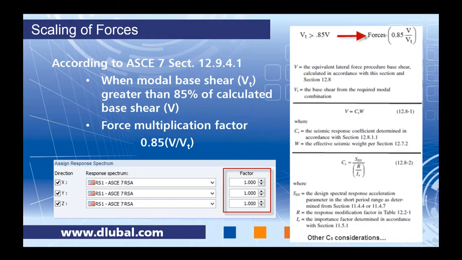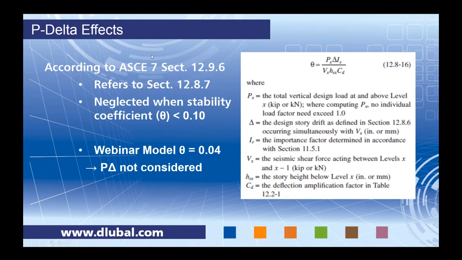And then the last consideration is P-delta effects. ASCE 7 in section 12.9 refers to section 12.8, which is in the equivalent lateral force procedure, says that we can neglect P-delta when our stability coefficient is less than 0.1. The stability coefficient is just this equation here directly from the code. We can get most of this information from RFEM, or if some of the factors are, of course, you can find those directly in the code. For our model today, our stability coefficient is 0.04, so therefore we do not need to consider P-delta.